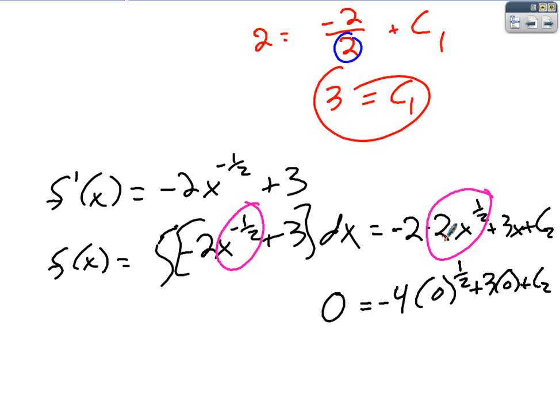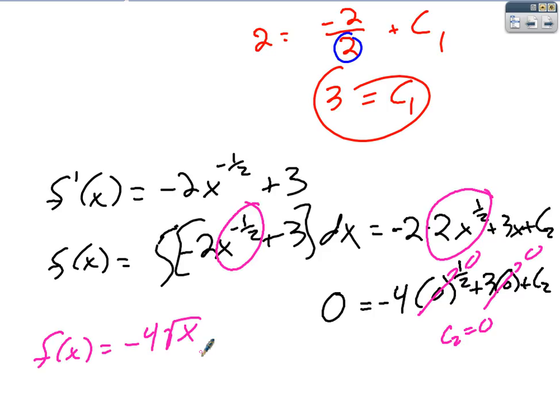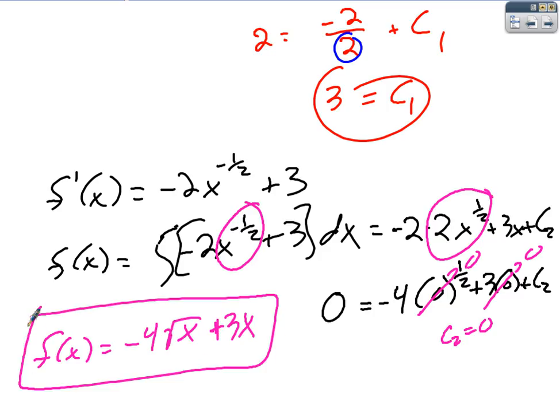Yes. Okay, so now 0 to the 1/2 is just 0, so that term goes away. 3 times 0 is 0, so I get C sub 2 equals 0, right? So the second constant is 0, and so our answer is just this, right? Okay, so negative 4 times x to the 1/2, or square root of x, plus 3x. Right? Okay, good.